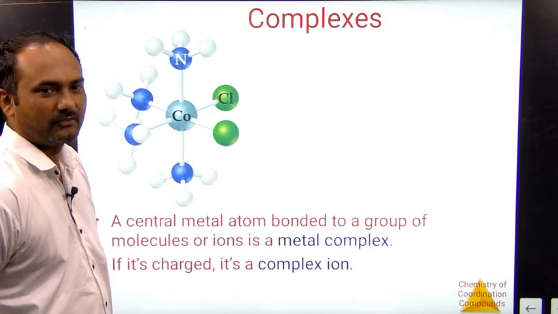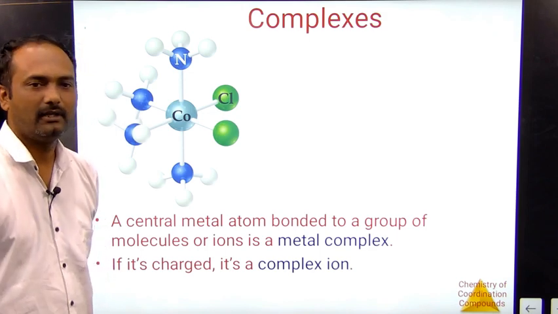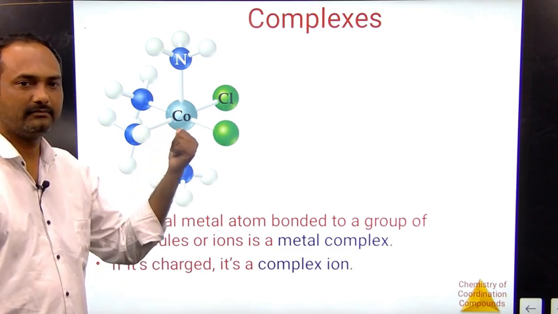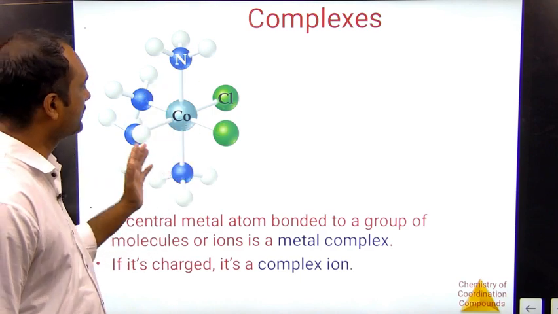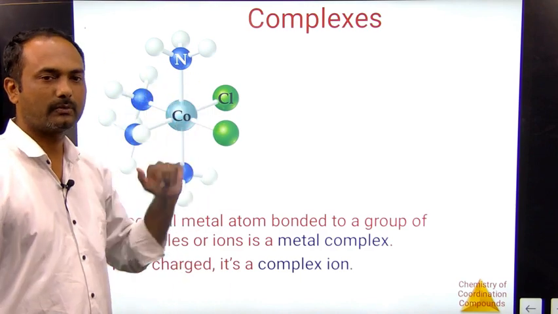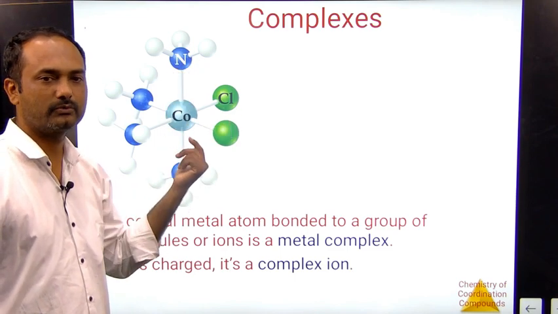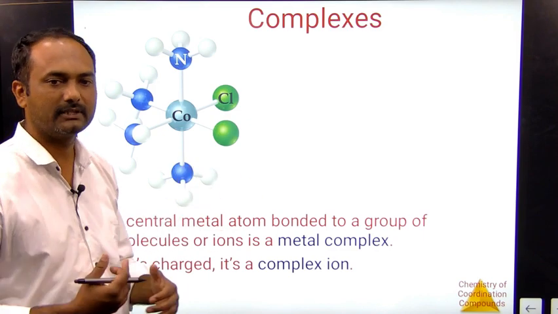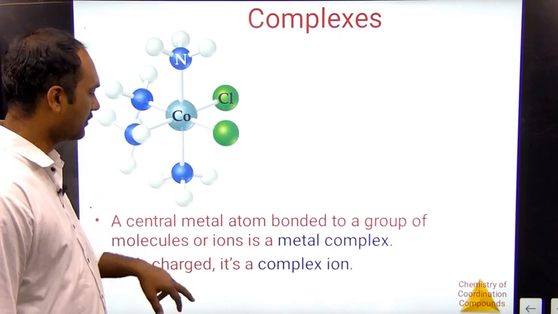Complexes. So what are complexes? Complexes are nothing but an arrangement in which there is a central metal atom. It is placed at the center, and it is surrounded by groups of atoms. There may be a group or there may be a single atom attached to the central metal. Such an arrangement, which is quite complex in form, is called a metal complex.